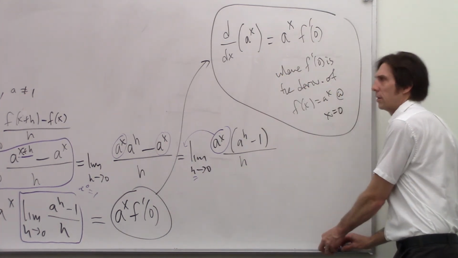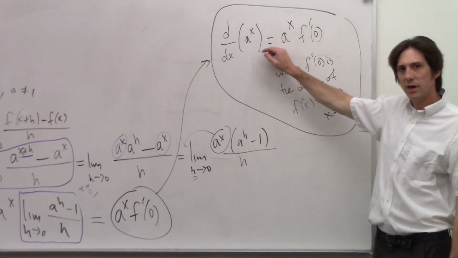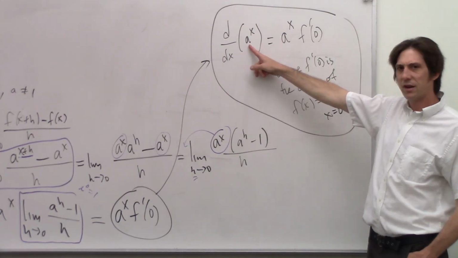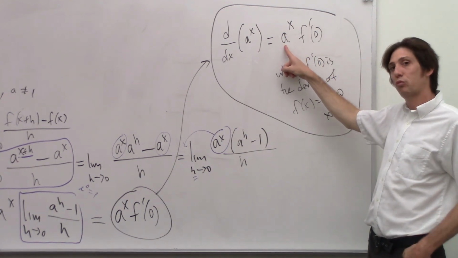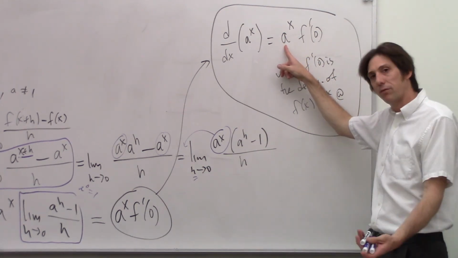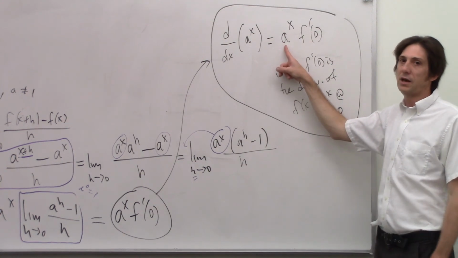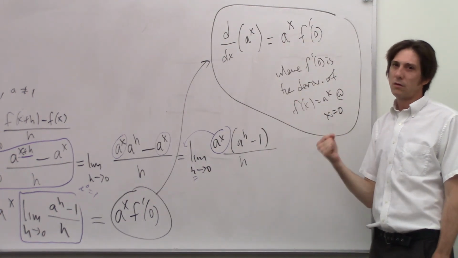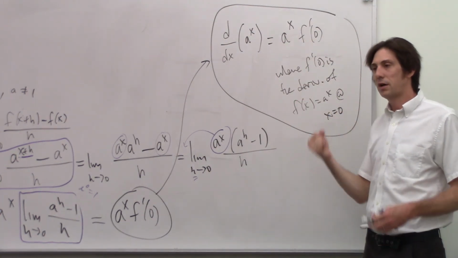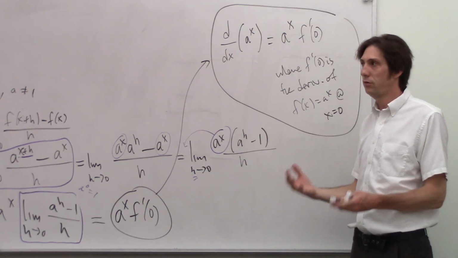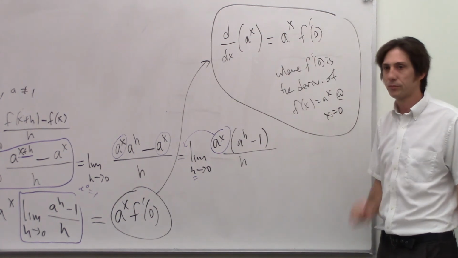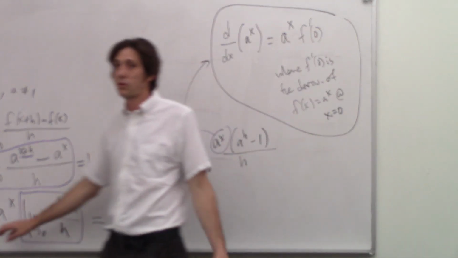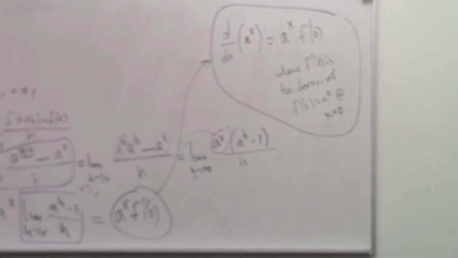Another important feature of this result is that the derivative of the function a to the x is directly proportional to itself. And that's really the defining feature of an exponential. Exponentials grow at a rate proportional to their size. That's what this result says, and it's why exponentials are so useful in real life.